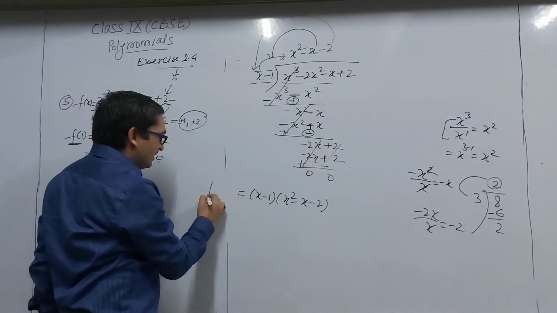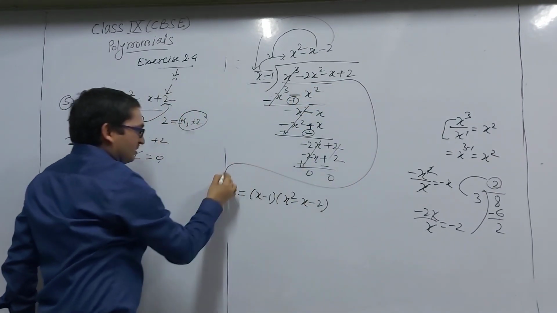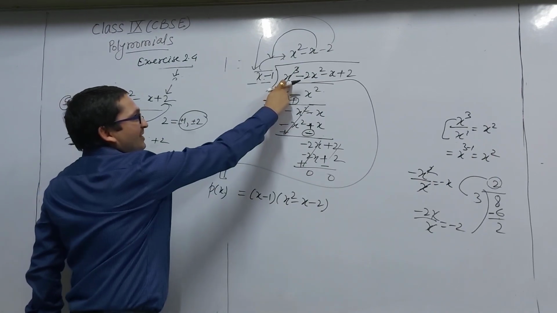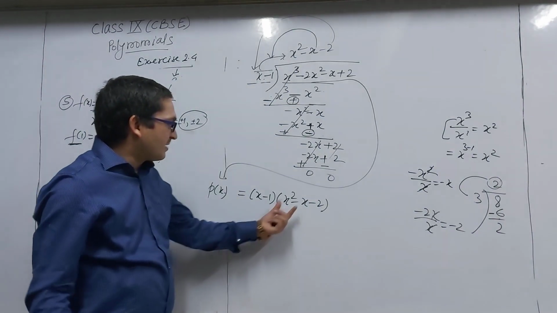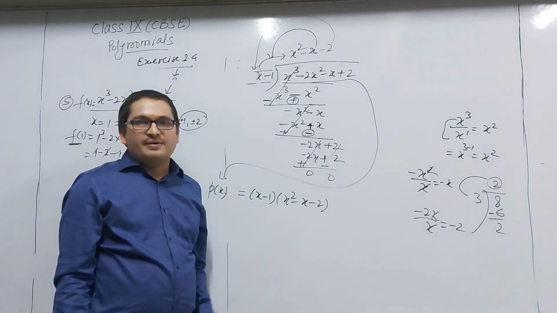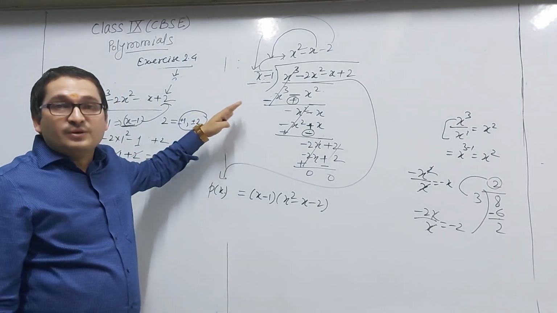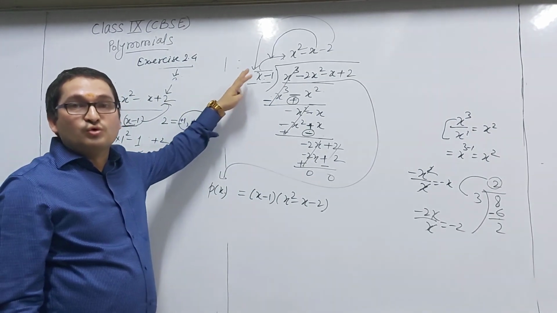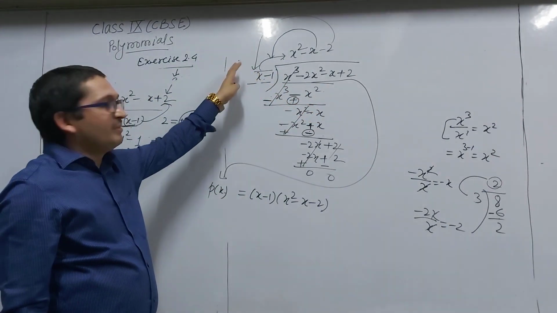This is the value of p(x). The value of p(x) means this polynomial. Now you can factorize x square minus x minus 2 by splitting the middle term. So this is the way to find the quotient of a polynomial if you are dividing the polynomial by a divisor.